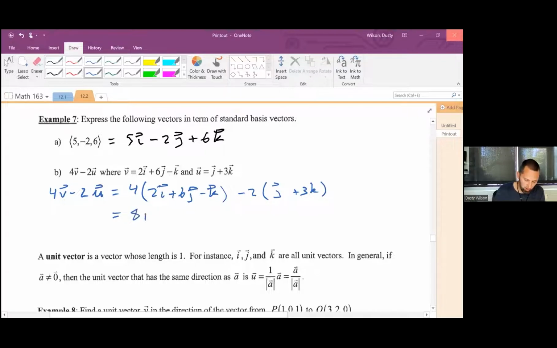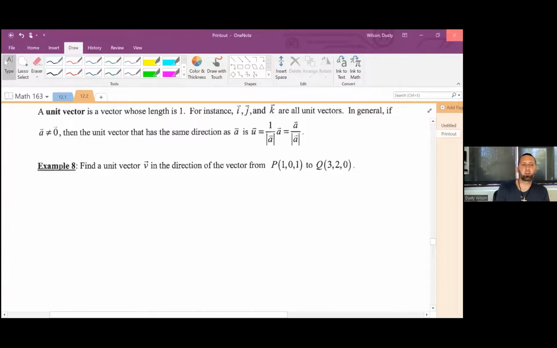We have 8 i's plus 24 j's minus 4 k's minus 2 j's minus 6 k's. How many i's altogether? We have 8 i's, 24j minus 2j, so plus 22j, minus 4k minus 6k, minus 10k.